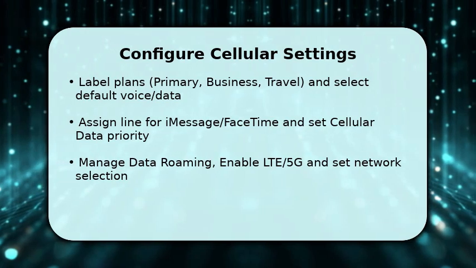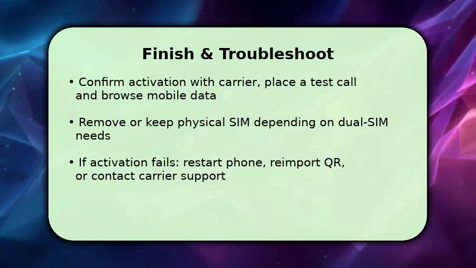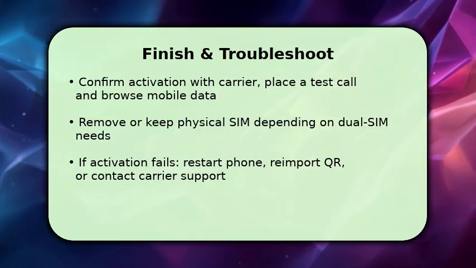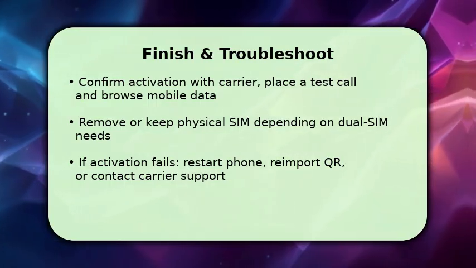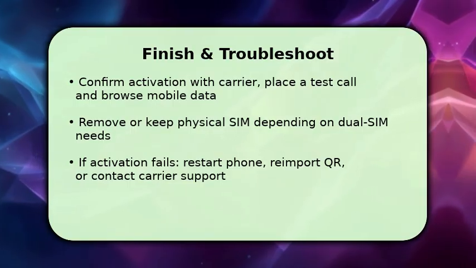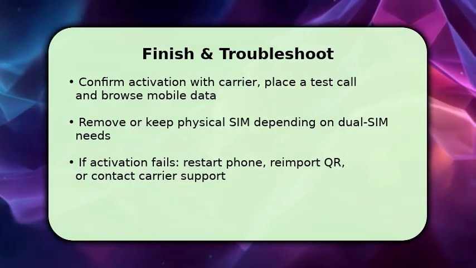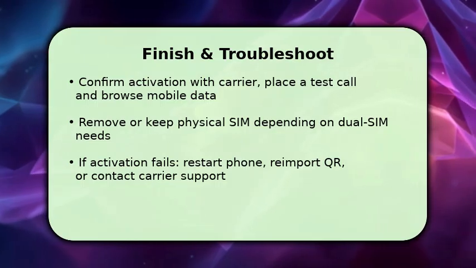You finish by confirming the eSIM shows as connected in settings and then place a test call and load a web page to verify data. If you use dual SIM, decide whether to remove your physical SIM or keep both active. Make sure your chosen line is set for voice, data, and iMessage.